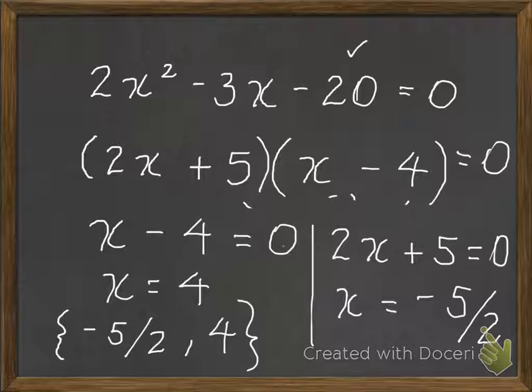It may be a repeated solution, so we may get x equals 4 twice, but at the most it can have two solutions like we have here.